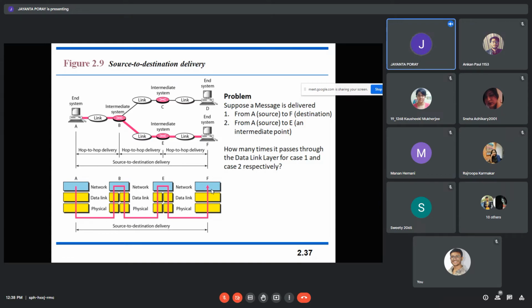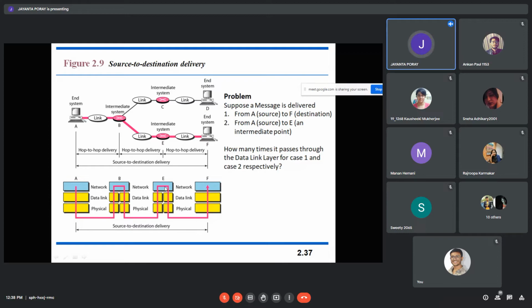So therefore, they pass the data link layer two times. Okay. Now the second question, from A to E. I think from A to E, how many times through the data link layer? One. So what is the answer of the first? Six. Okay.